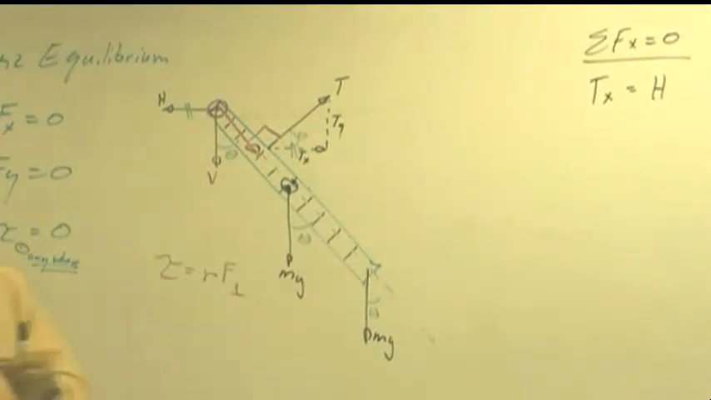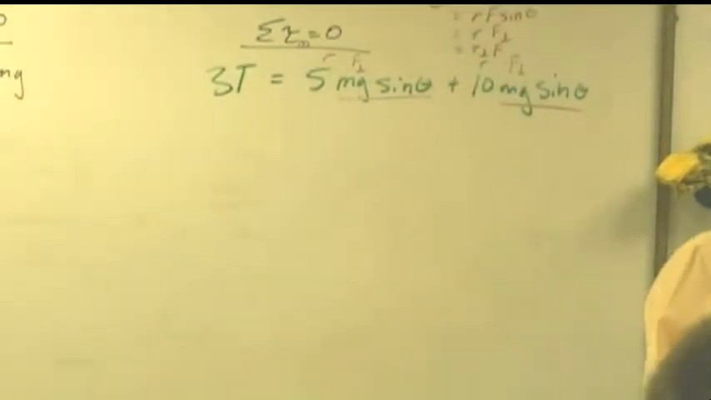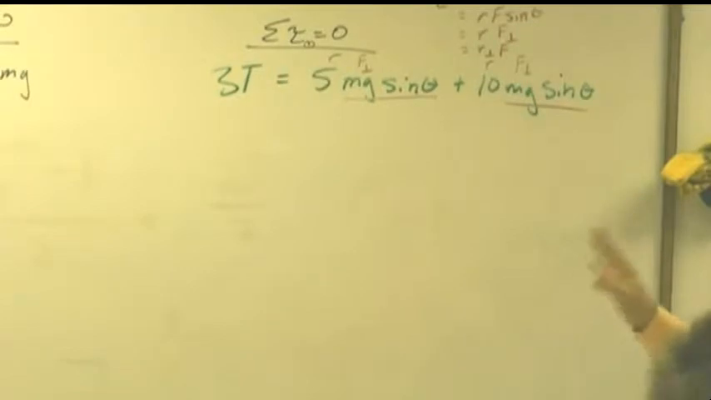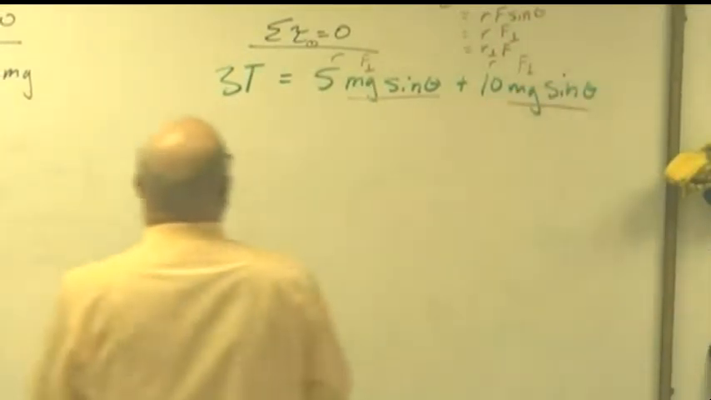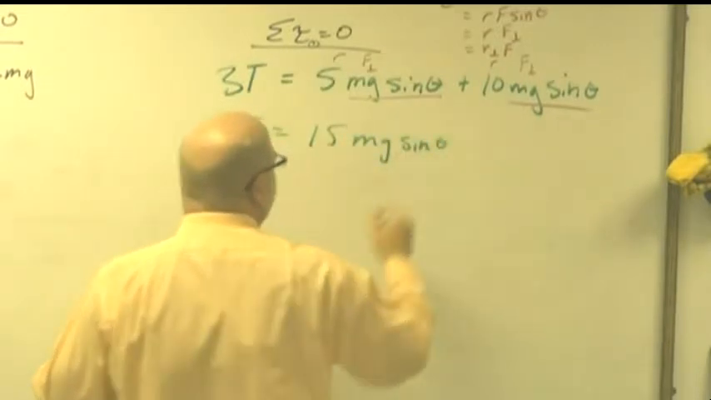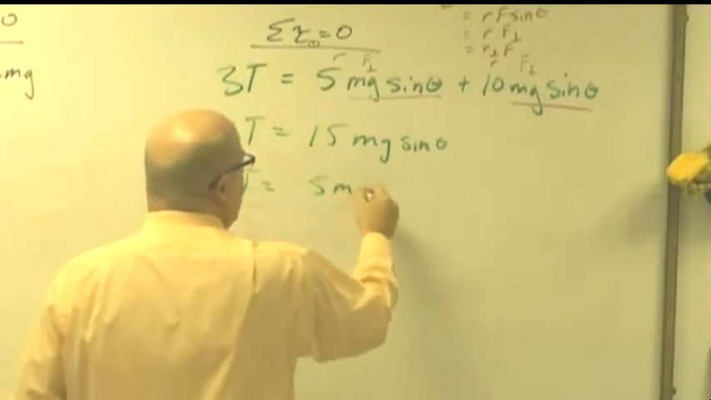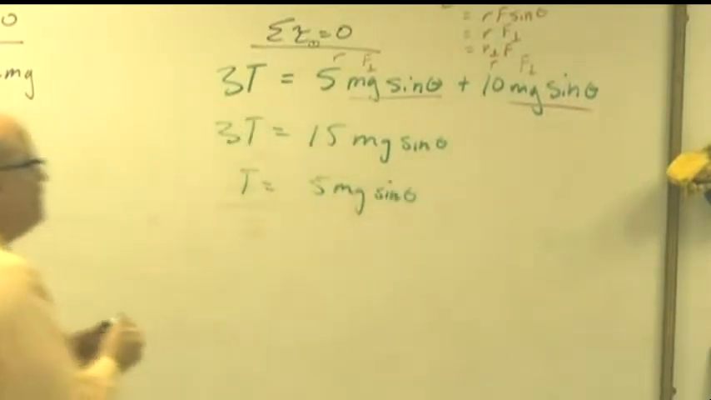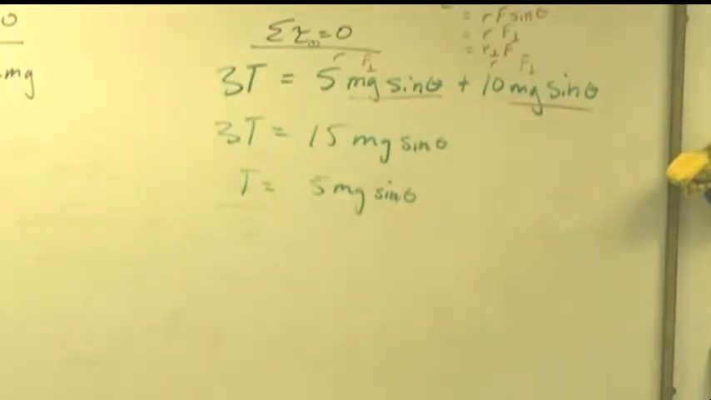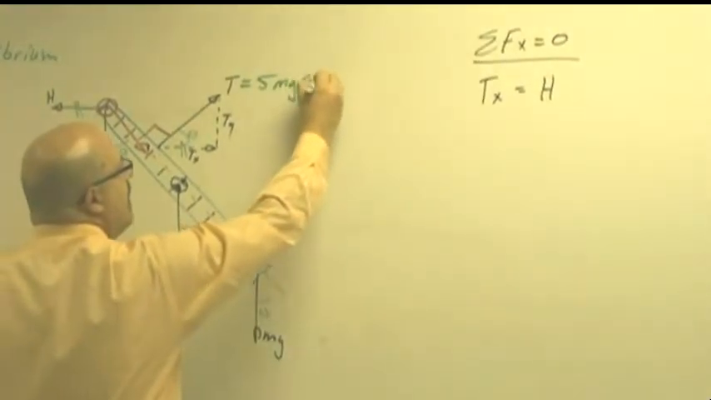Sometimes when you're finding the perpendicular part of your force, you'll use cosine to find the part of the force perpendicular to the radius. So you're just finding the perpendicular part. All right, so 3T equals 15 mg sine theta. So T equals 5 mg sine theta.